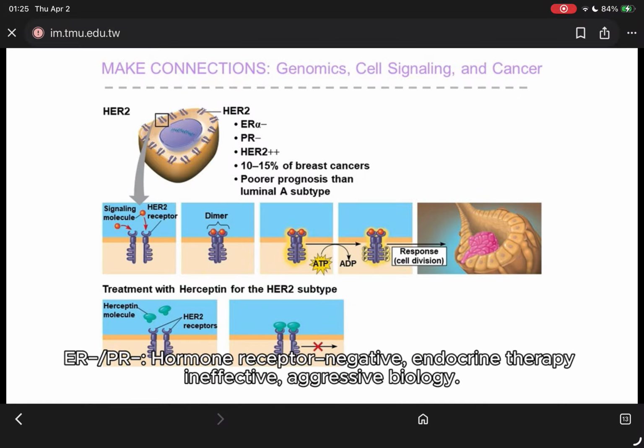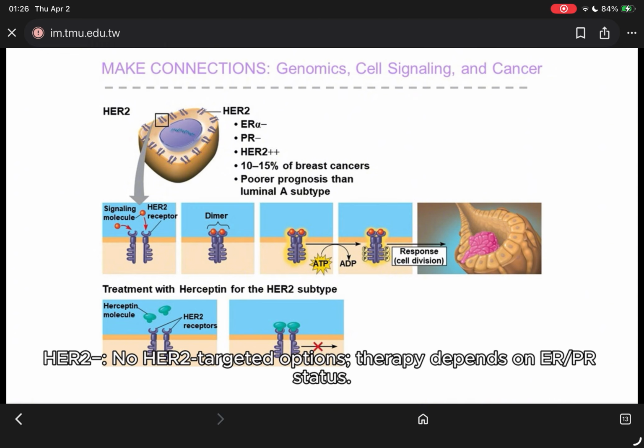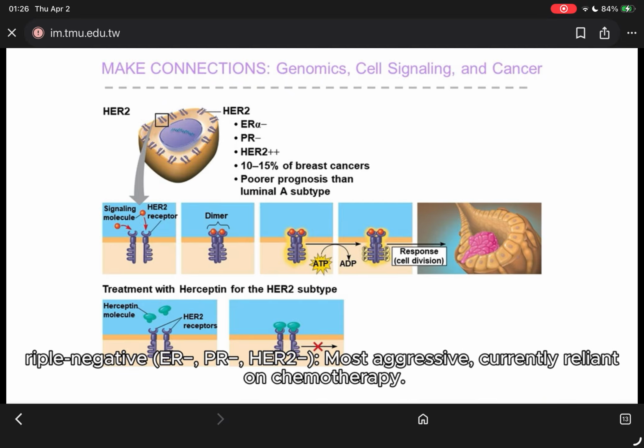Summary: ER minus, PR minus, hormone receptor negative, endocrine therapy ineffective, aggressive biology. HER2 plus, highly proliferative but treatable with HER2 targeted therapy, e.g. trastuzumab. HER2 minus, no HER2 targeted options, therapy depends on ER/PR status. Triple negative, ER minus, PR minus, HER2 minus, most aggressive, currently reliant on chemotherapy.